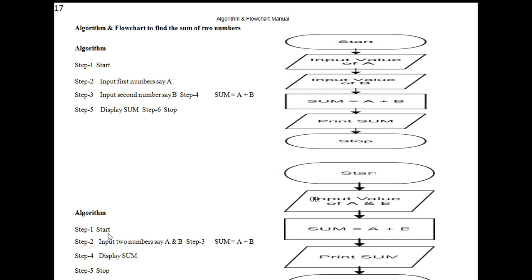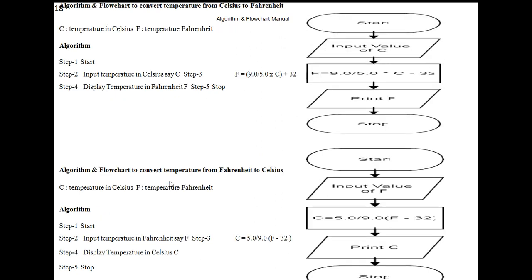So the second algorithm is also very much the same. It is display of sum. Both are the same. Input two numbers A and B. Step 3 sum equals A plus B, step 4 display sum, step 5 stop. So we can use either of these two methods for finding the addition of two numbers. The flowcharts you can understand, and the algorithm is also self-explanatory.